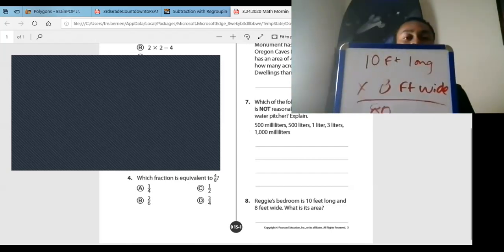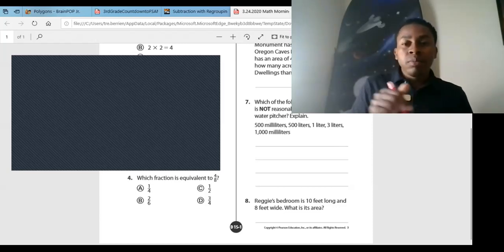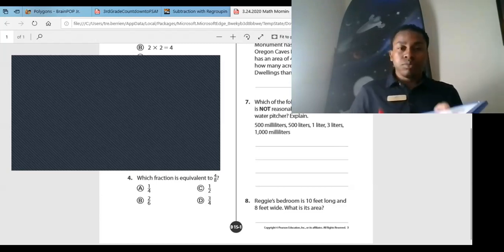Now, it's not just 80 because we're using area. So it should be 80, what did they use in the problem? And then square it. So they use feet, so we're gonna square the feet. So it should be 80 square feet.